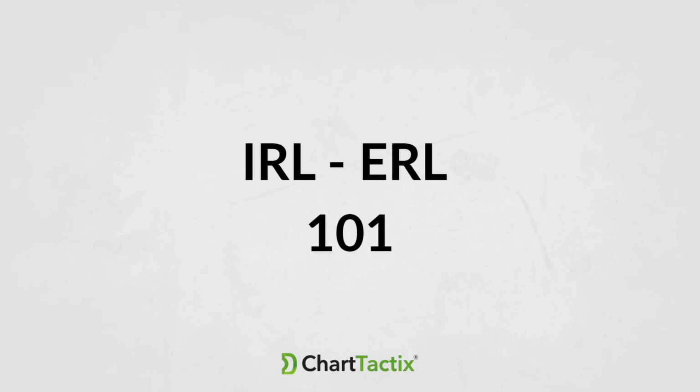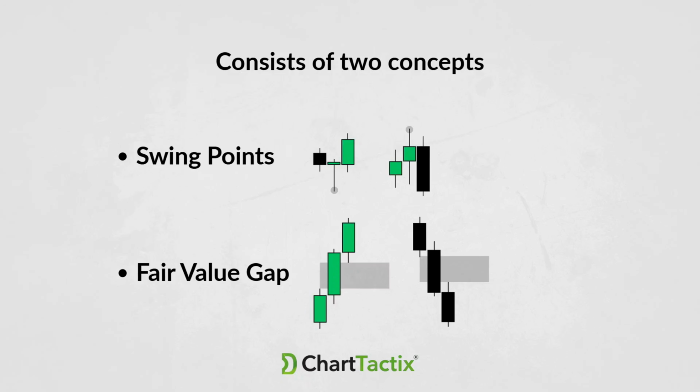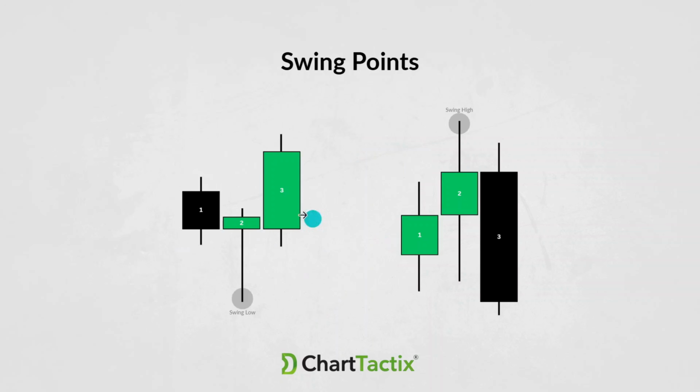Now, internal range liquidity to external range liquidity mainly consists of two concepts. The first one is swing points, just as we can see here, and the second one is fair value gaps, just as we can see here. Now, let's start with swing points.